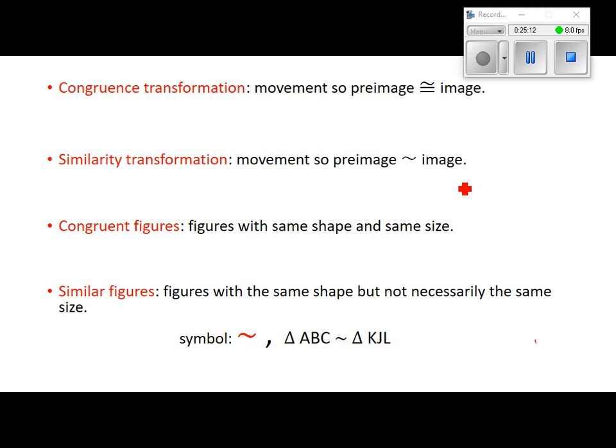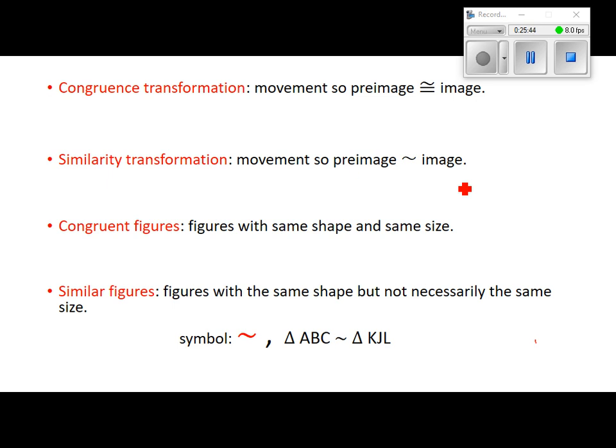Dilation. All right, so when we do a dilation, a lot of what we're going to do is just comparing these things, so they're just going to be similar. Congruent figures are figures with the same shape, same size. Remember the congruent symbol, the little tilde with the equal sign. Then similar is just the little tilde. So that's what we're going to be dealing with, that bottom thing there.